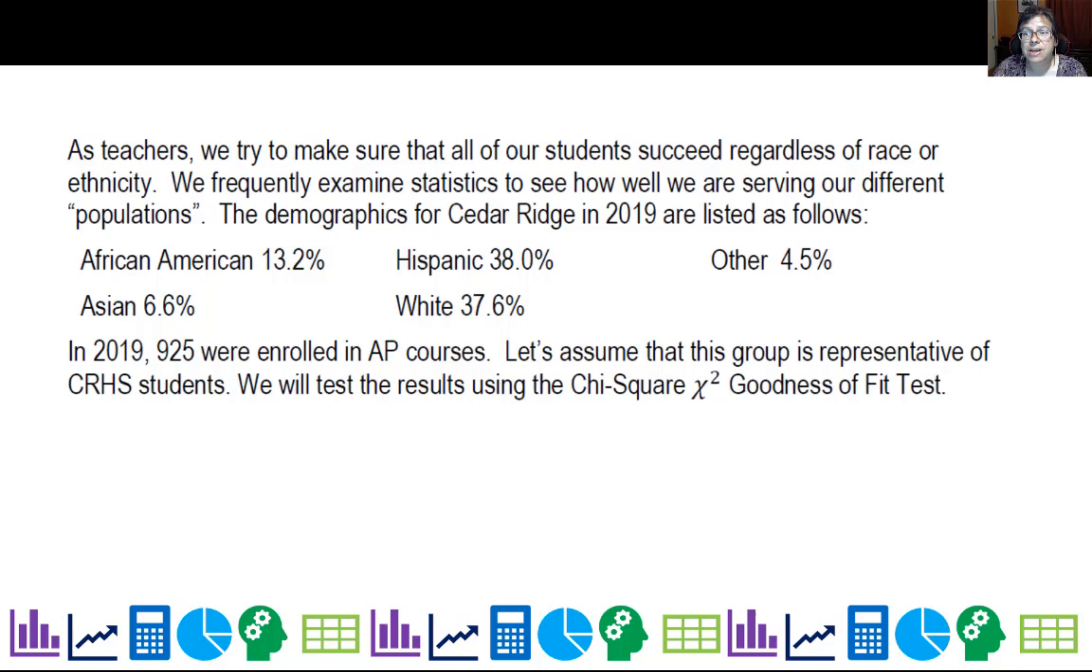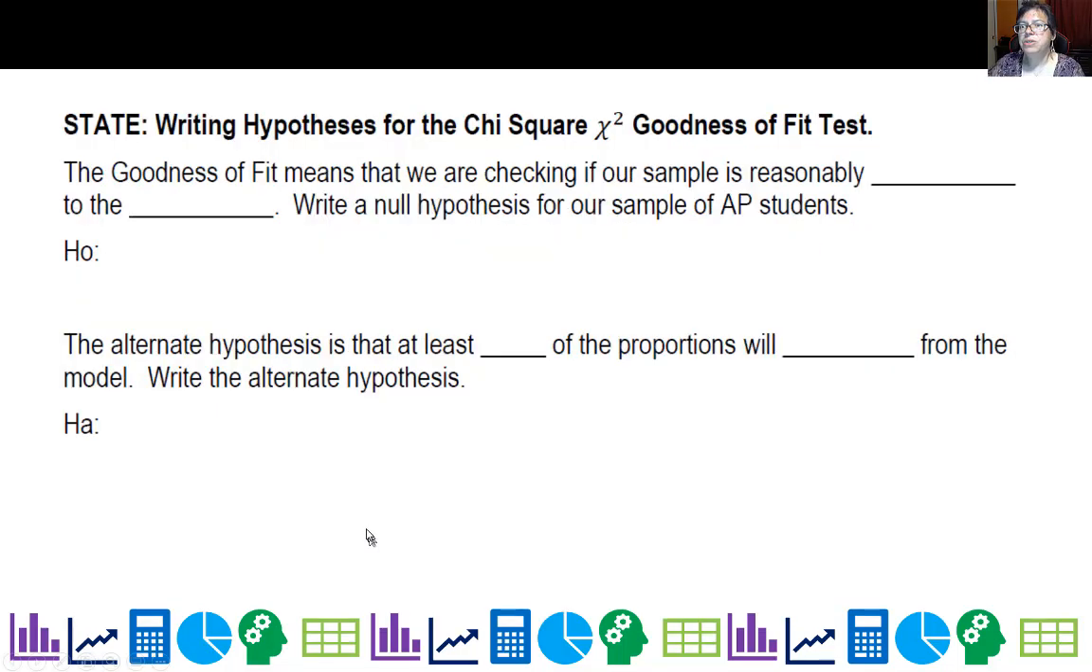Now, in 2019, we had 925 students enrolled in AP courses, and we're going to assume that this group that we're going to look at is representative of Cedar Ridge students over time. Now we're going to test the results using a chi-squared goodness of fit test. So you'll be happy to know that the structure is very similar to what we've done before. We start with a state where we write our null and our alternate hypothesis.